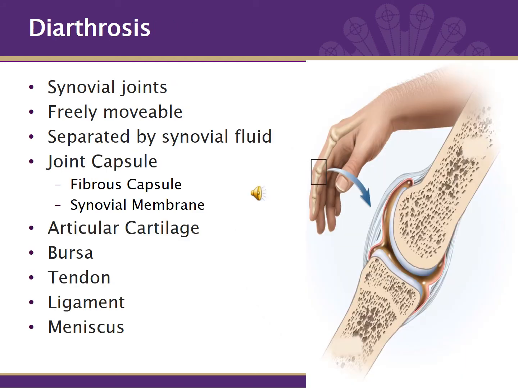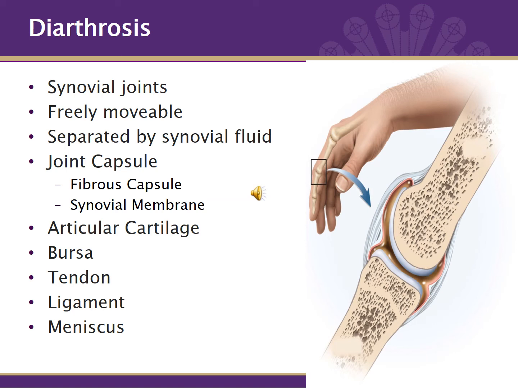Diarthroses, or synovial joints, are freely movable. The joint is covered by a joint capsule with an outer fibrous capsule and an inner synovial membrane, which secretes synovial fluid that works to lubricate the joint.